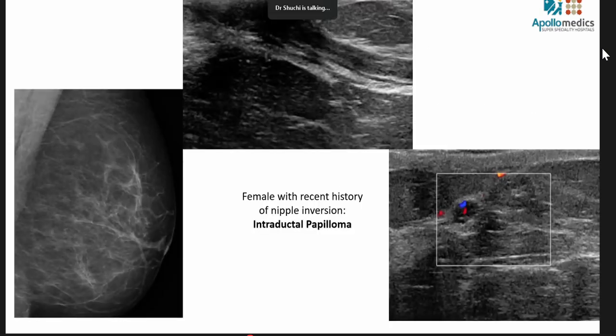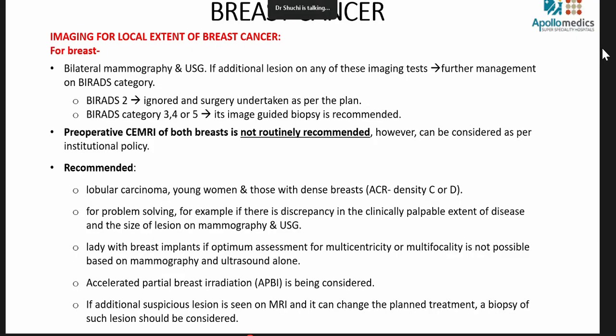So there was one patient, a female with recent history of nipple inversion. We had an intraductal papilloma in this. On mammography, a retroareolar prominent duct is seen. On ultrasound, a duct was seen, and you are able to appreciate the vascularity within the ductal solid component.